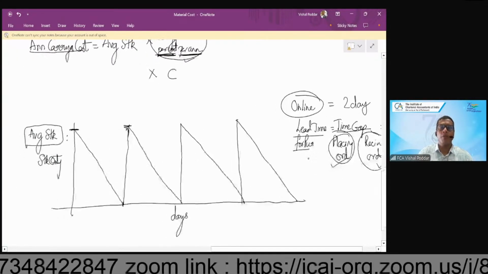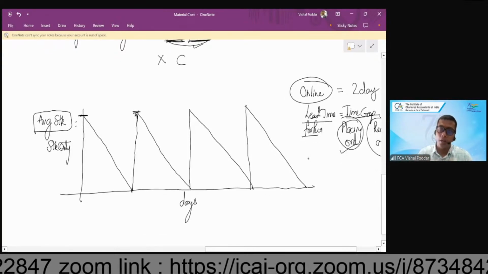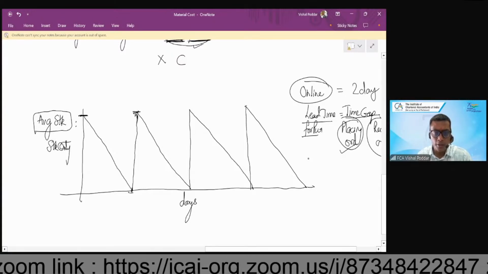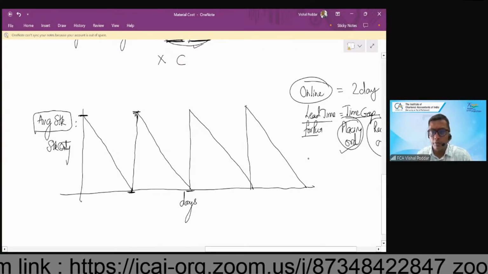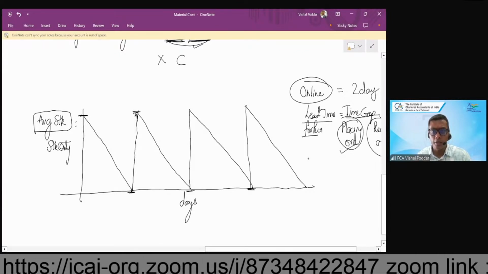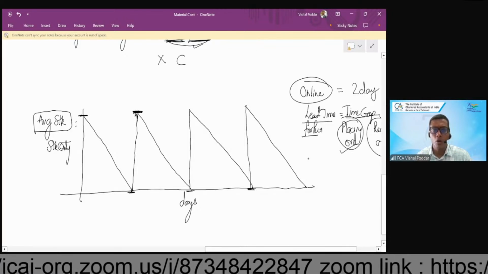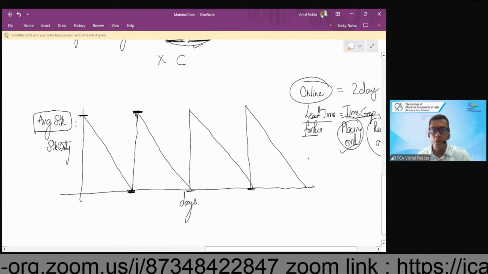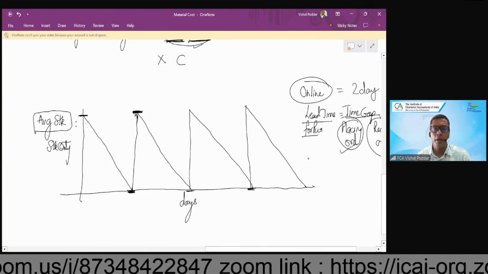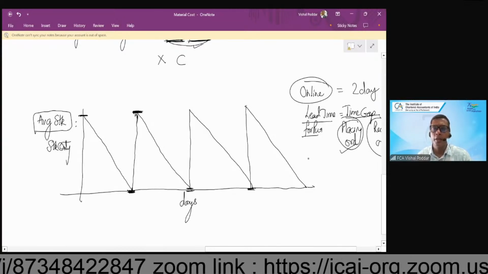Now here, when we are doing EOQ, we have already discussed a few assumptions. Another assumption is lead time is 0. You can see here, observe here. What is lead time 0? Lead time 0 means that I will receive material in my stock the moment it becomes 0. The present stock becomes 0, and immediately I receive fresh stock. Again, that stock becomes 0, and immediately I receive fresh stock.